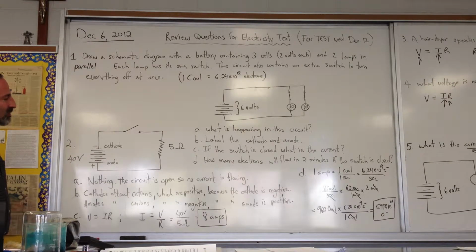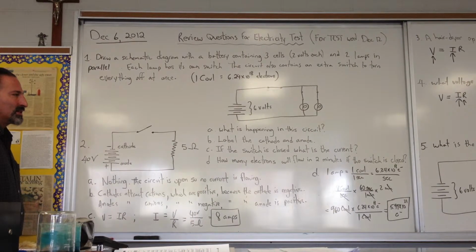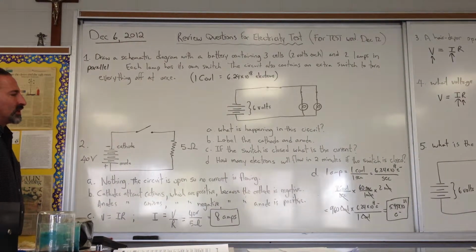B, they ask label the cathode and the anode. A trick you can use to remember what the cathode and the anode of a battery is to use a little mnemonic. Remember that first of all, cations are positive. Think of cats having paws. So if a cat has paws, the cations are positive. You can also remember that the cathode attracts cations.